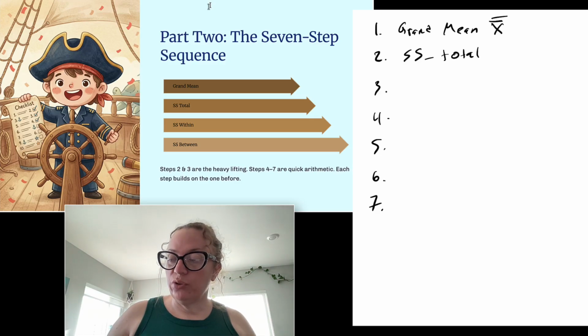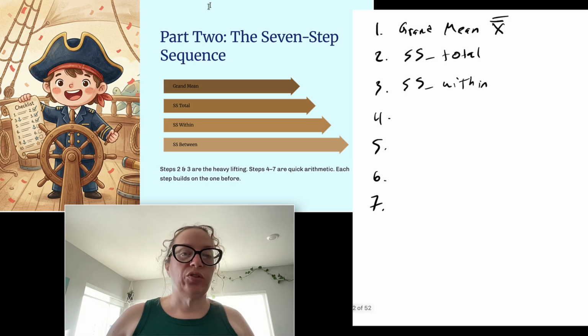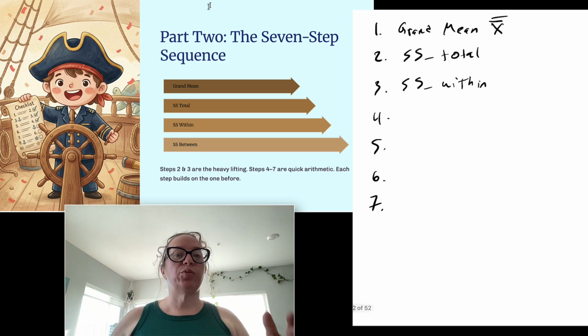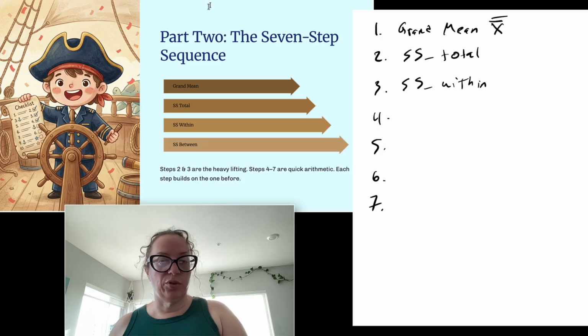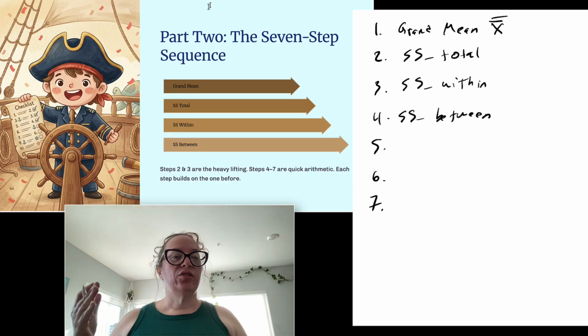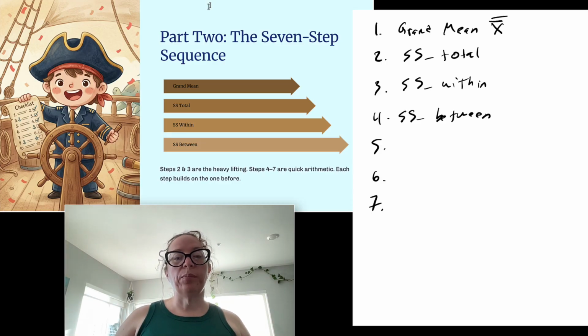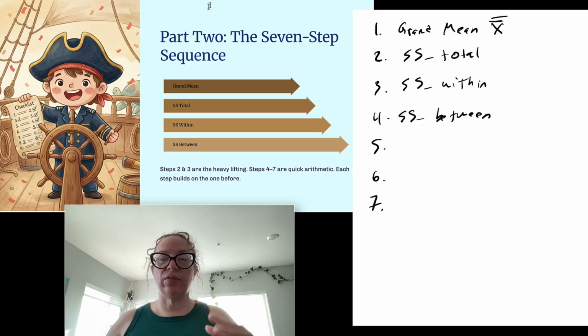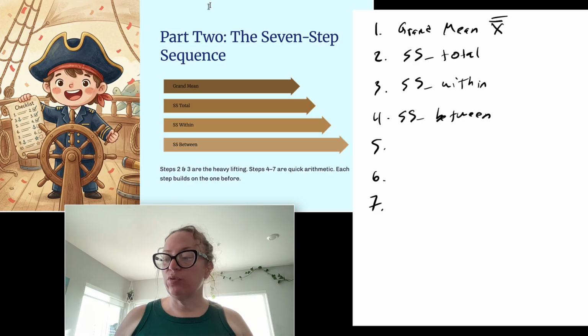And then you'll do the SS within. So for every score, subtract its own group mean, square it, and sum across all the scores, okay? And then SS between, so the SS total minus the SS within. Once you have the first two, this is just subtraction, okay? It's an easy step. You're just finding the difference between the total. You've already found the within. What's left over is the between.